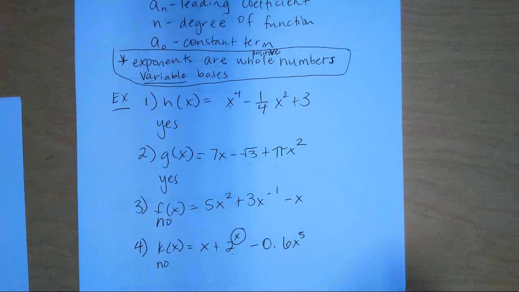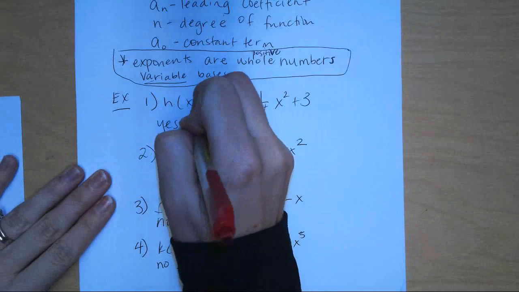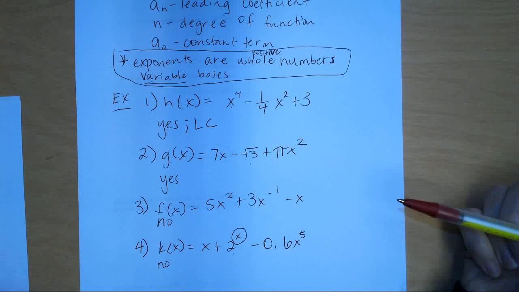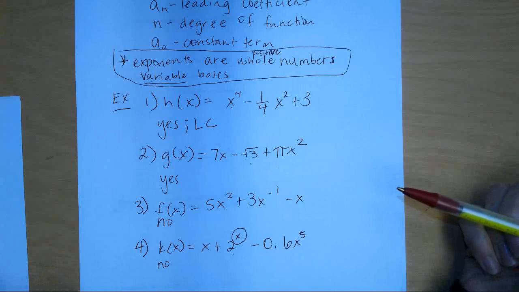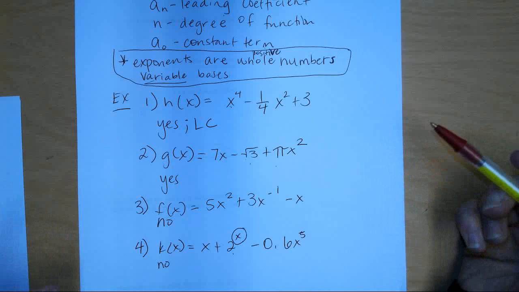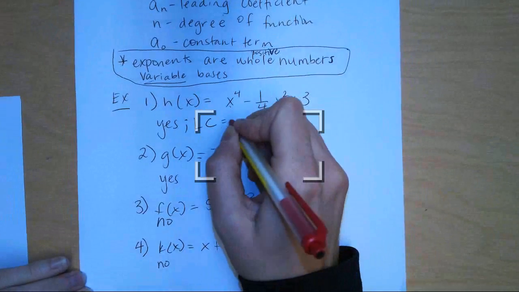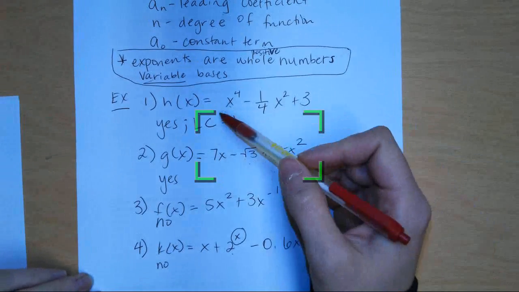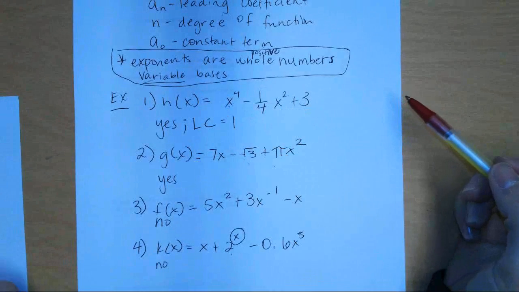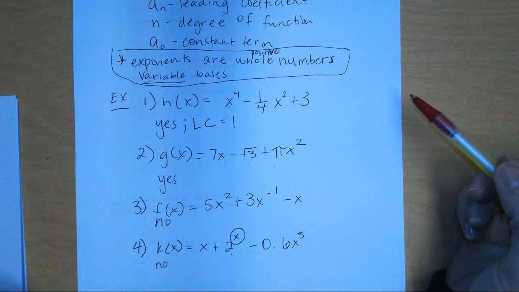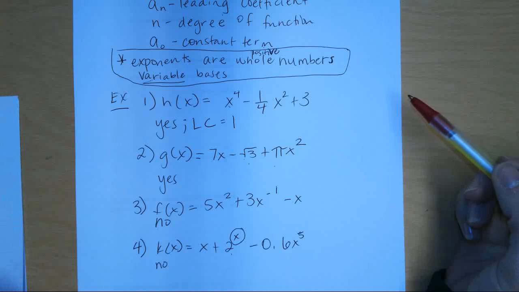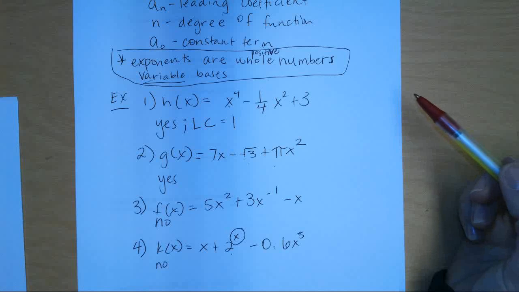Okay, so looking back at these four, actually the first two, for the ones that are polynomials, I want to know what is the leading coefficient. Looking at this first example, we know that the leading coefficient is the number in front of the highest power. Yes, it would be 1. Because the number in front of x to the 4th is a 1. We just usually don't write it. Does everyone see that?